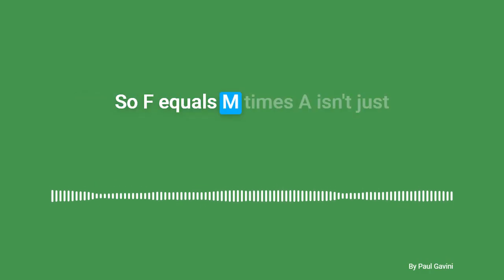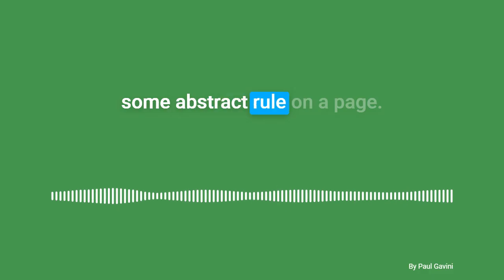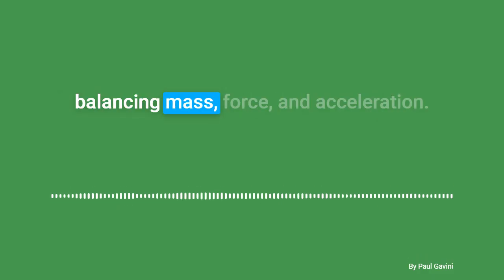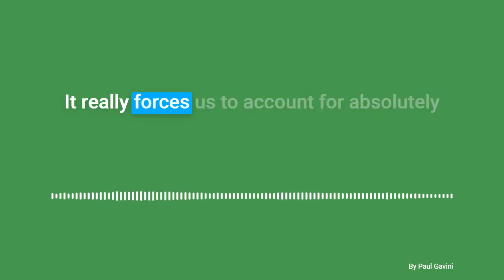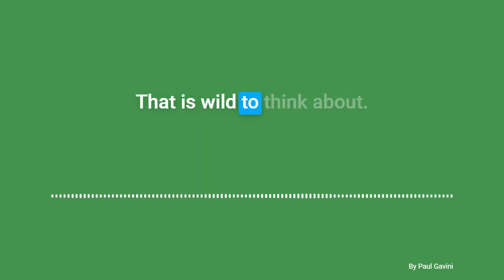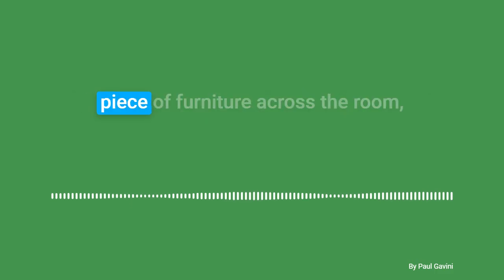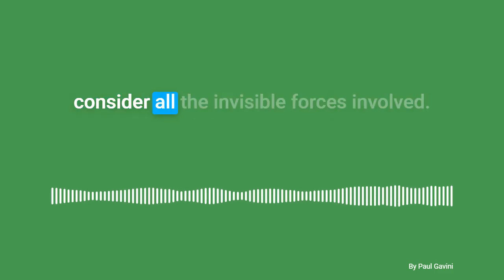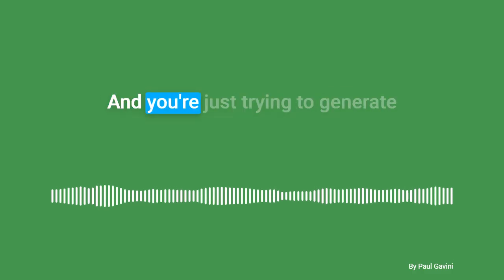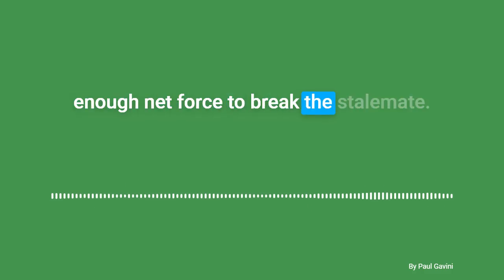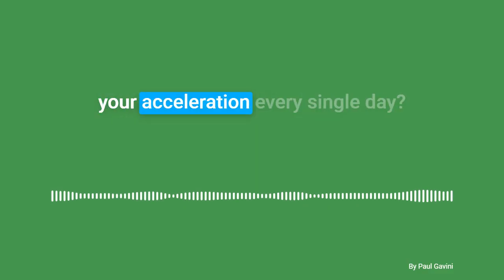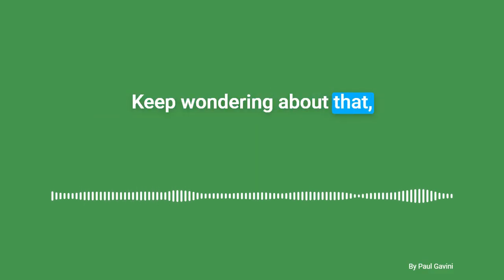So F equals m times a isn't just some abstract rule on a page. It literally dictates our physical world by perfectly balancing mass, force, and acceleration. It really forces us to account for absolutely everything pushing and pulling around us. That is wild to think about. Next time you struggle to push a heavy piece of furniture across the room, consider all the invisible forces involved. Yeah, friction is fighting you, gravity is anchoring the mass. And you're just trying to generate enough net force to break the stalemate. What hidden forces are combining to reduce your net force and resist your acceleration every single day? Keep wondering about that, and we'll catch you next time.